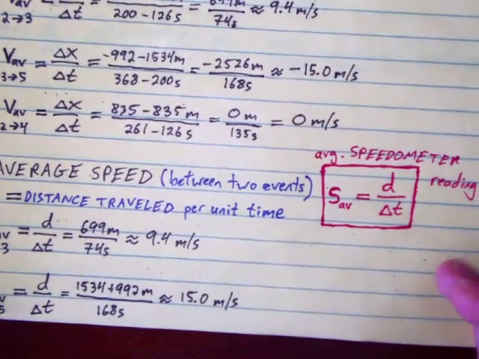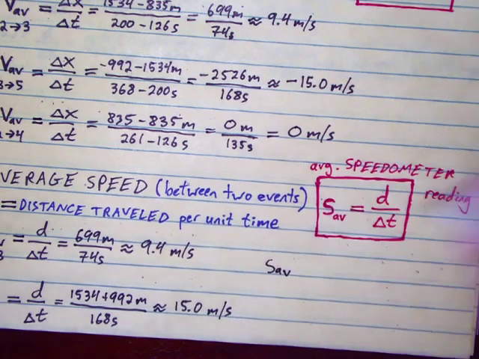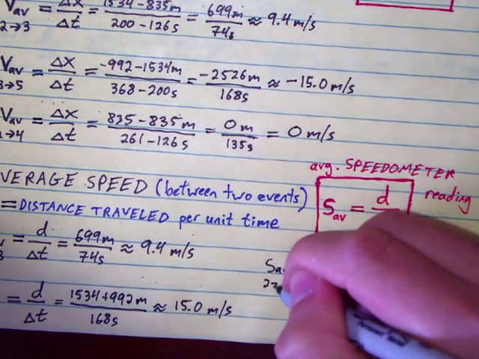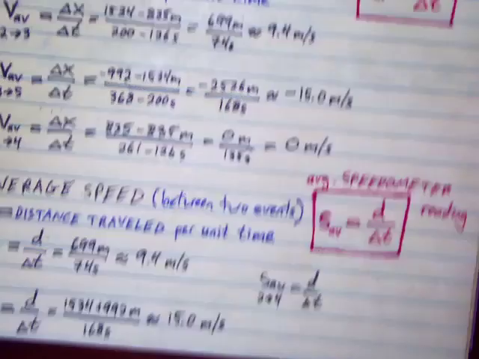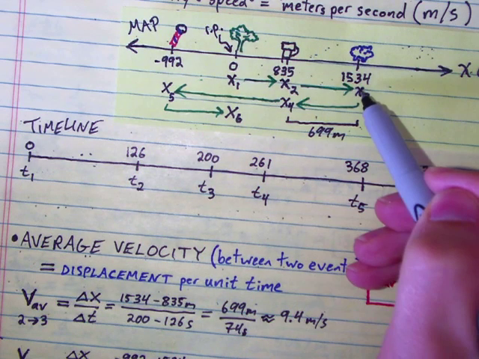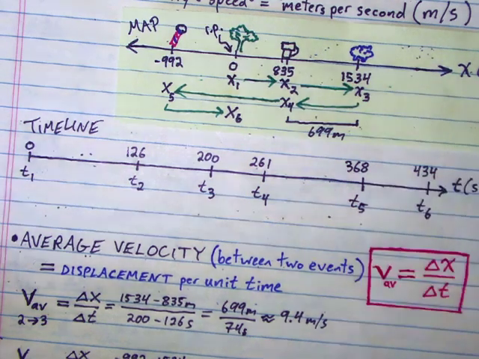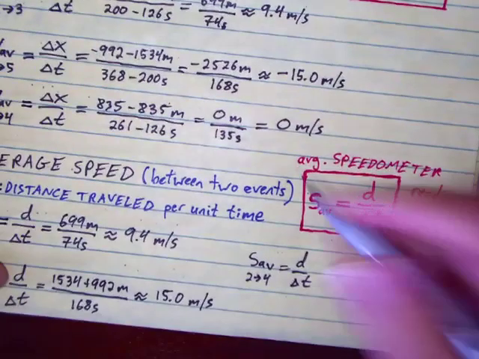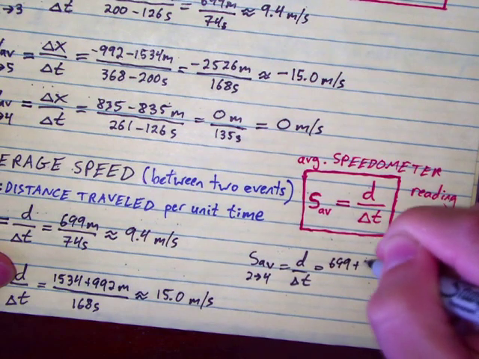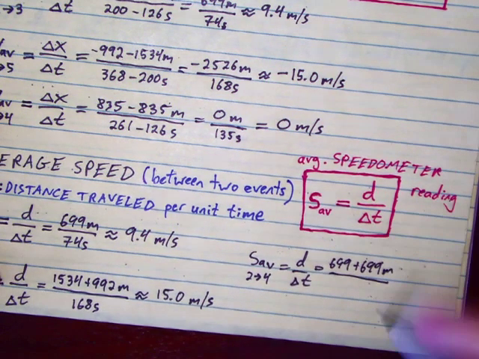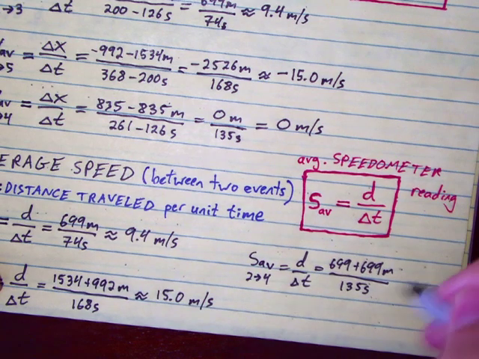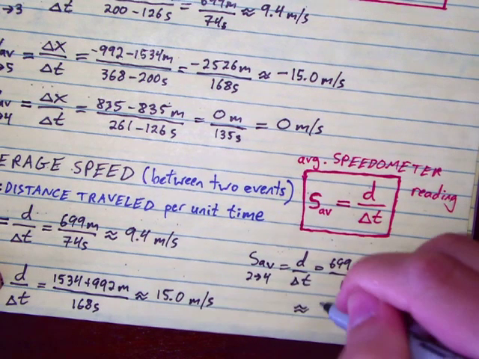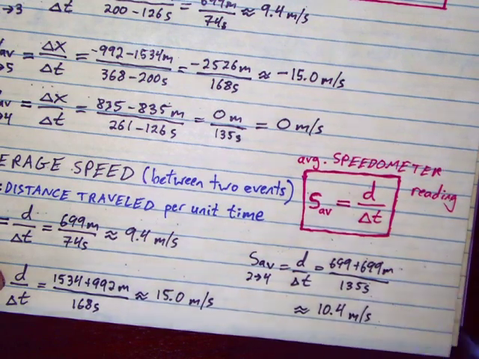Let's see, how about one more example for average speed over here between events 2 and 4. Distance traveled over the time that it took. So between events 2 and 4, we moved 699 meters this way and 699 meters back that way. So our total distance traveled was 699 plus 699 meters. The time it took we know is 135 seconds. So that comes out to be approximately 10.4 meters per second.